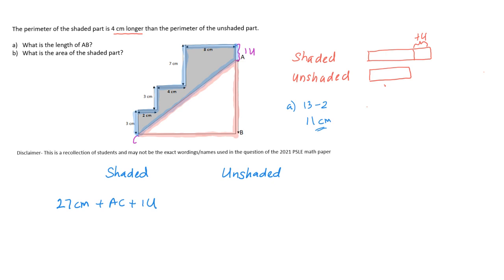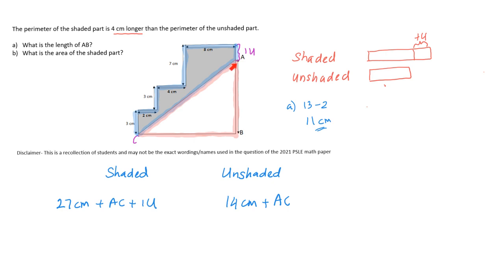I have highlighted the unshaded perimeter in red. So to find the perimeter of CB, we can simply add up 2 centimeters plus 4 centimeters and 8 centimeters, which will give us 14 centimeters. So I'm going to write it here under the unshaded part, 14 centimeters. And once again, I see that AC is the common perimeter for both the shaded and the unshaded part.